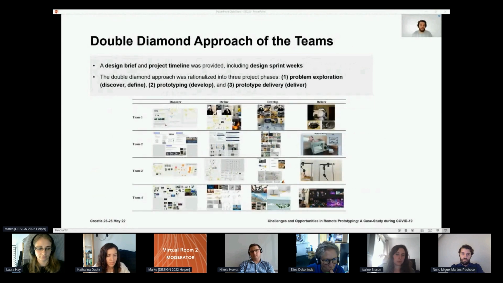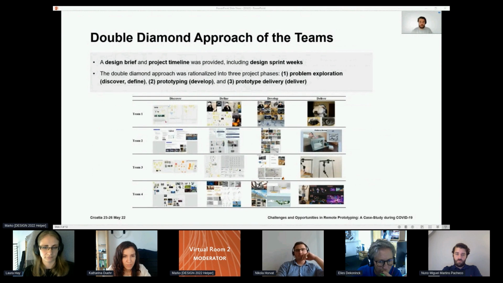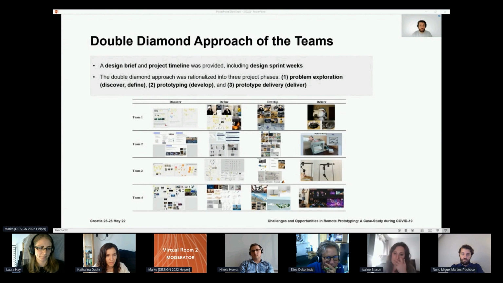The teams received a design brief to design an innovative input device, such as a haptic VR glove or a controller or a new user interface. In addition, we gave them a project timeline and they received a specific design sprint week that they should attend. In addition, the teams utilized the double diamond approach, and for the sake of simplicity, we tried to rationalize the double diamond approach into 3 project phases: the problem exploration, the prototyping phase, and the prototype delivery phase.